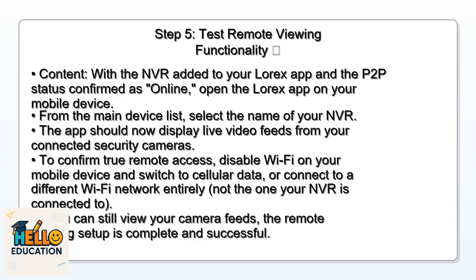To confirm true remote access, disable Wi-Fi on your mobile device and switch to cellular data or connect to a different Wi-Fi network entirely, not the one your NVR is connected to. If you can still view your camera feeds, the remote viewing setup is complete and successful.